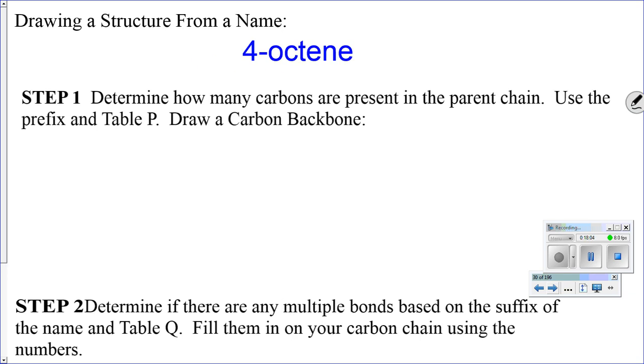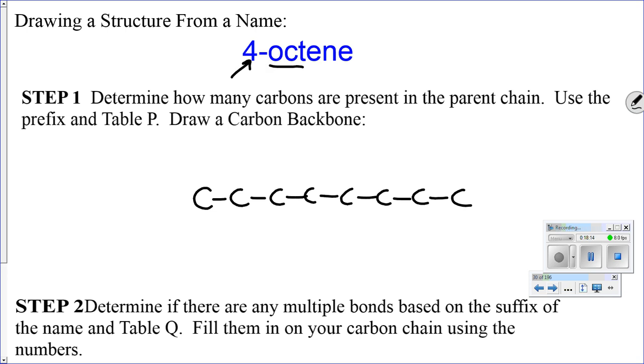So 4-octene. Oct is 8. 1, 2, 3, 4, 5, 6, 7, 8. And I'm starting my double bond on carbon 4. 1, 2, 3, 4. And then I'm going ahead. And remember with this double bond, each carbon needs 4 bonds. And you're going ahead and filling in the rest of those H's.